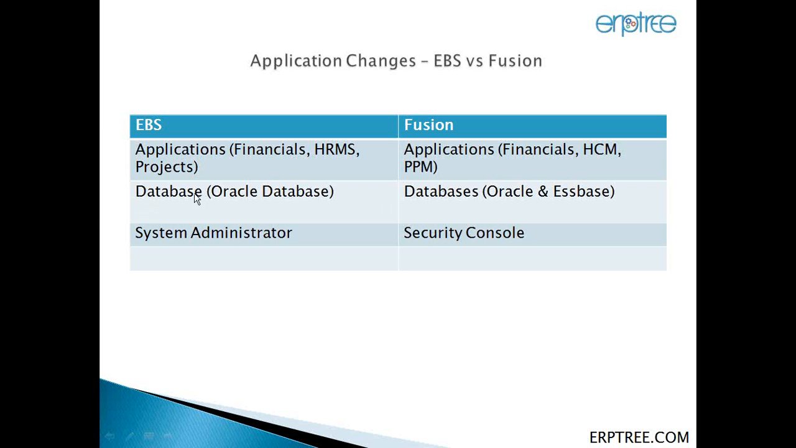And in EBS we basically have only one database, that is the Oracle database. And in Fusion we have two databases. One is the Oracle database where transactional data will get stored, and we have another database called Essbase database. This is basically a Hyperion database, to store the balances information which will support reporting.